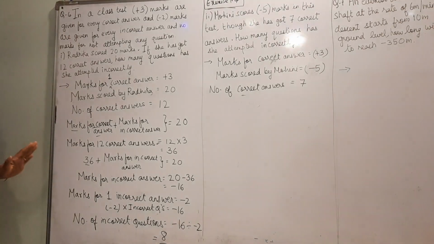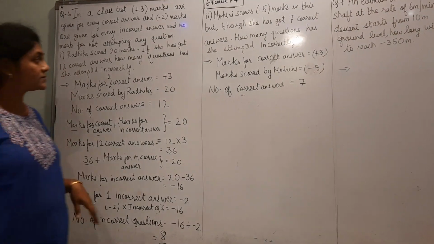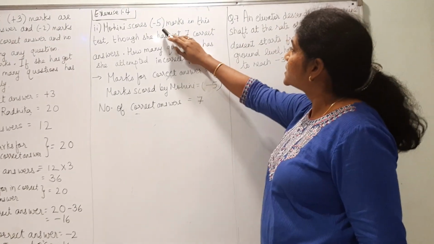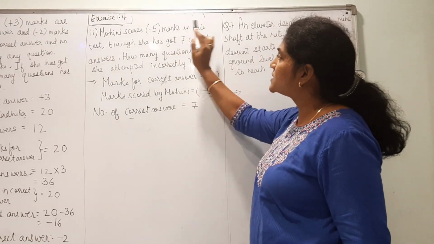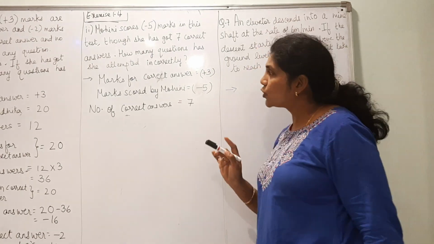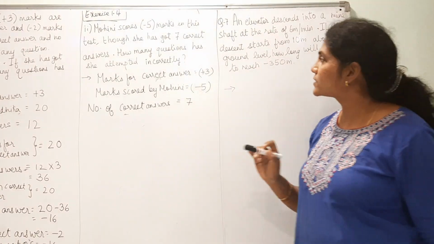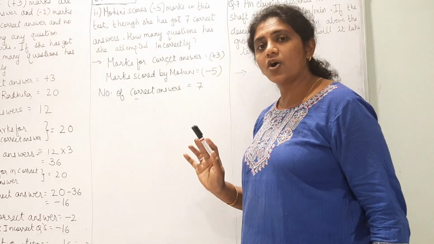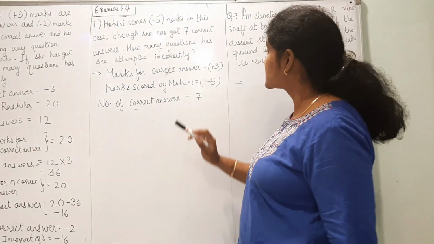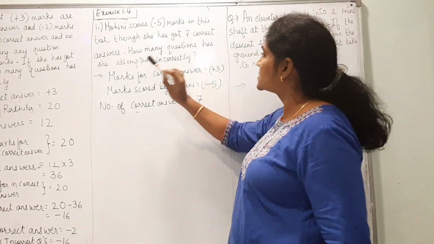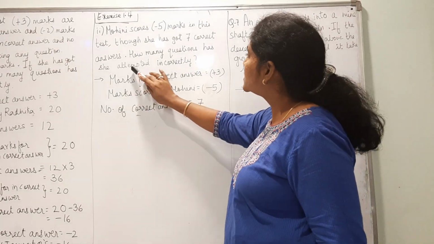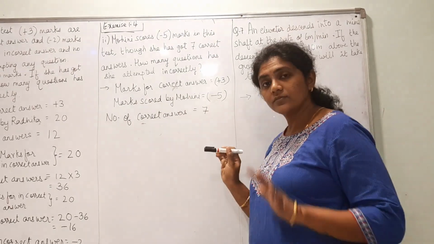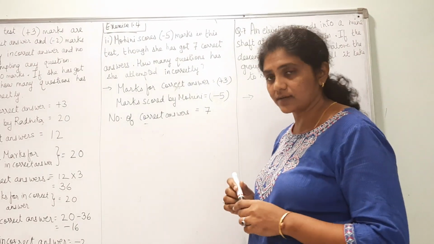Yes. Similarly, second one. Mohini scores -5 in this test, though she has got 7 correct answers. How many questions has she attempted incorrectly? Same way you have to solve here.